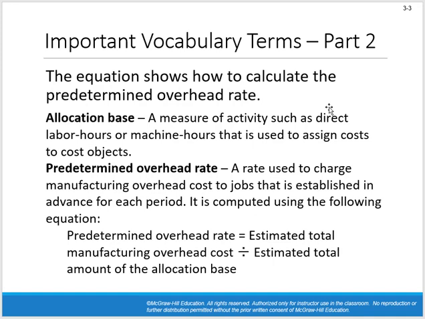So when we look at our predetermined overhead rate, we need to understand a couple terms. Our allocation base, so that's the measure of activity like direct labor hours or machine hours that we use to assign costs to cost objects. So it's the denominator when you're computing your predetermined overhead rate. And of course, the predetermined overhead rate is the rate that we use to charge MO to jobs. And we're going to establish that in advance for each period. And we're going to compute that by taking, remember, the estimate divided by the estimate. The estimated total manufacturing overhead divided by the estimated total amount of the allocation base.